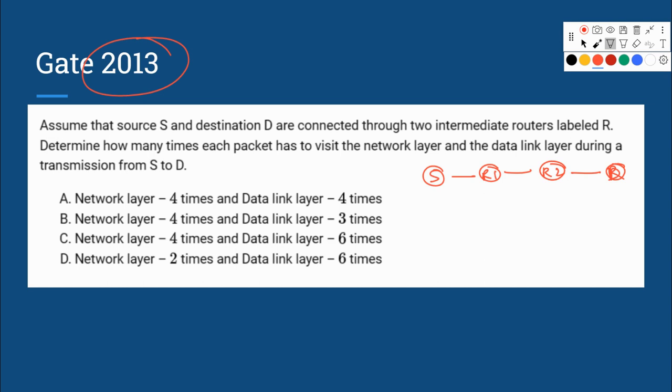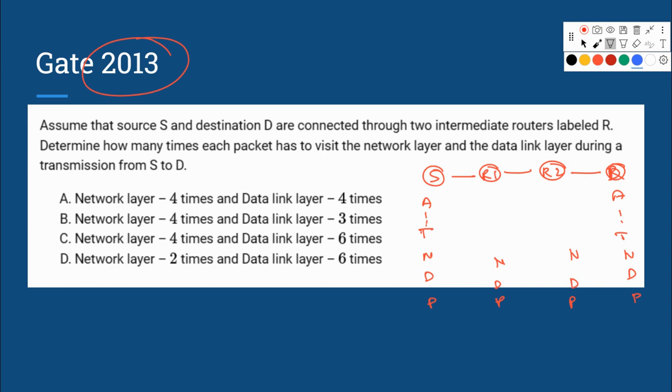Determine how many times this packet has to visit the network layer and data link layer during transmission. Assume there are certain layers: the application layer, some layers below it, then the transport layer, network layer, data link layer, and the physical layer. At the routers, it goes through the physical, data link and network layers, and then at the destination there are all these layers: network, data link, and physical.